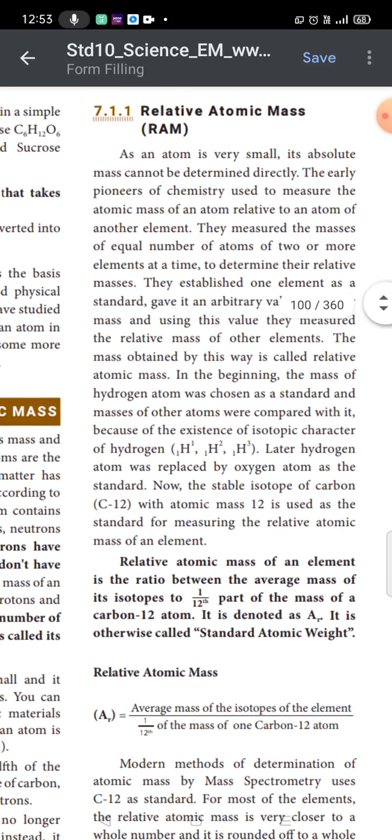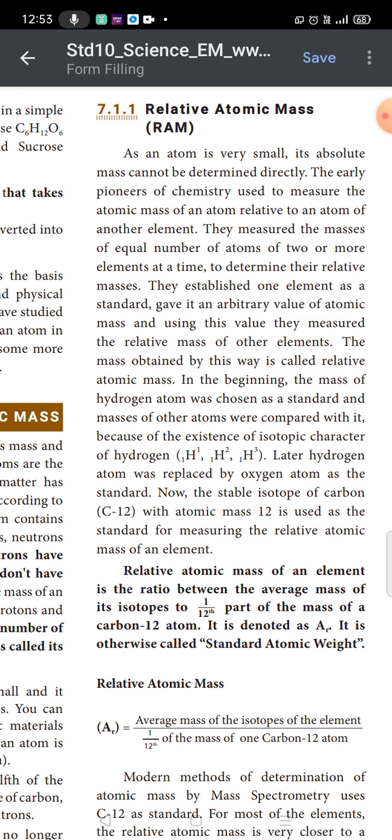What is relative atomic mass? The relative atomic mass of an element will give only an approximate value, not an accurate value. As an atom is very small, its absolute mass cannot be determined directly. The early pioneers of chemistry used to measure the atomic mass of an atom relative to an atom of another element. They took a standard mass of one element and found another element's mass using that standard element.